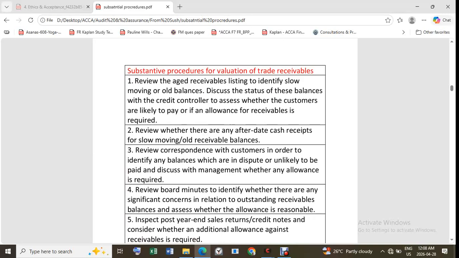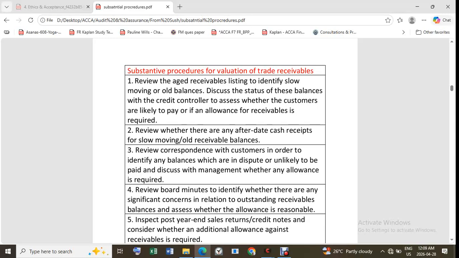Substantive procedure for valuation of trade receivable. We have to review the aging receivables listing to identify slow moving or old balances. Discuss the status of these balances with the credit controller to assess whether the customers are likely to pay or if an allowance for receivable is required. First and foremost, for trade receivables, we have to check the aging reports, whether there are any old balances still pending to be received or any slow moving items.